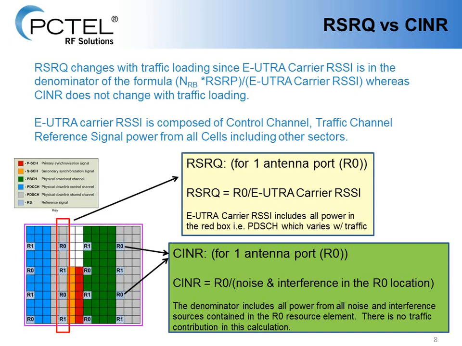But this is why CINR or SINR is really used as a measure of signal quality, because the way this calculation works is I'm actually taking that resource element, R0, and dividing it by the noise and interference in that same R0 location. So this is a great indicator of what my actual signal quality is in the network.